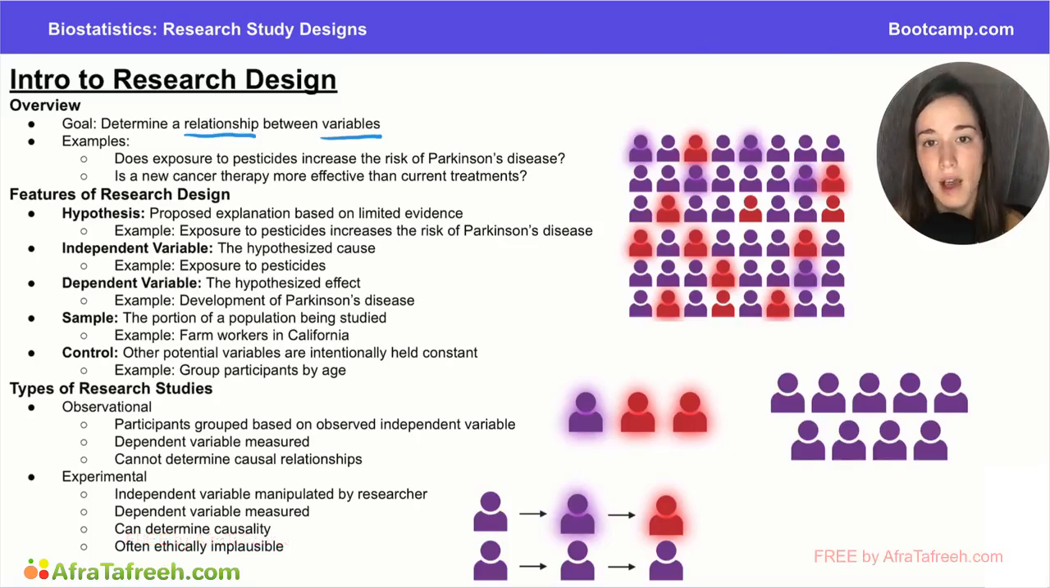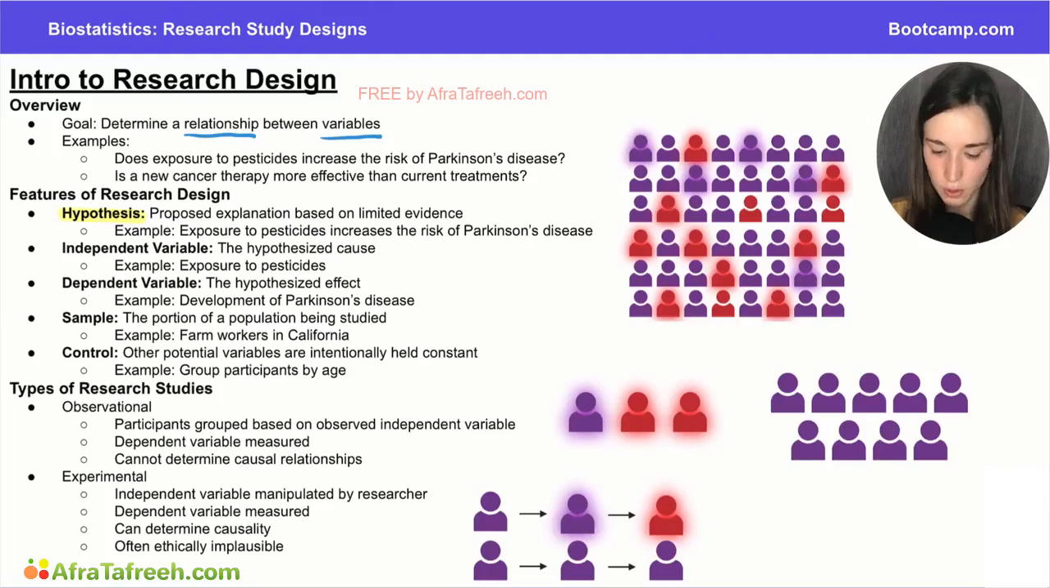Now let's discuss how we would go about designing a study for a question that we're interested in. Most research designs start with a hypothesis. A hypothesis is an educated prediction about what might be going on. So let's go back to our Parkinson's disease and pesticides exposure example from before.